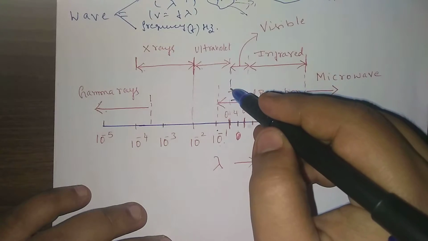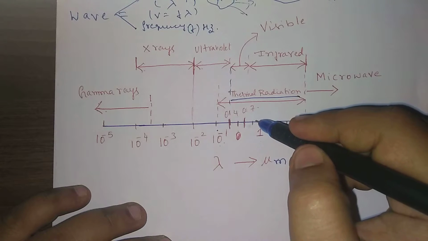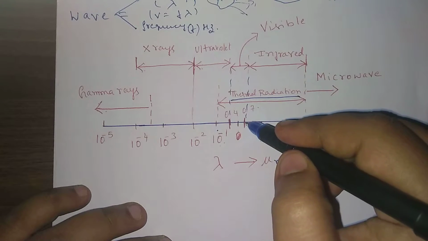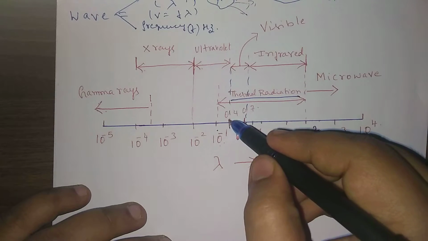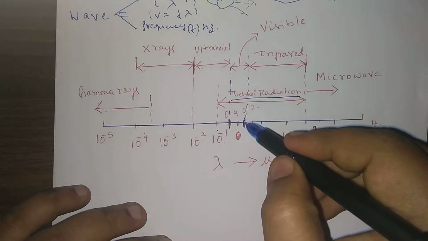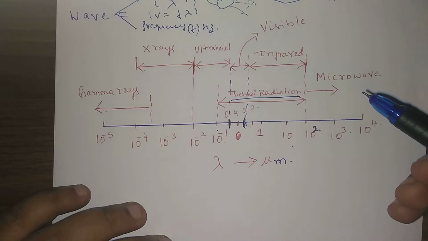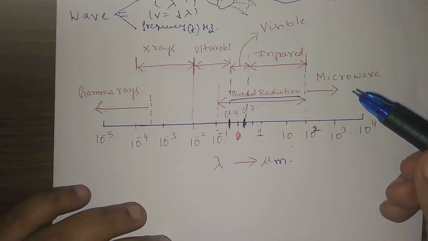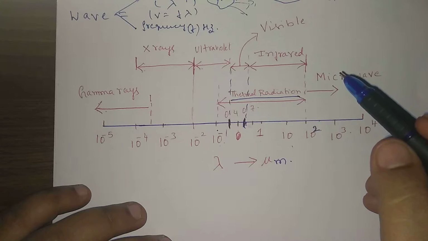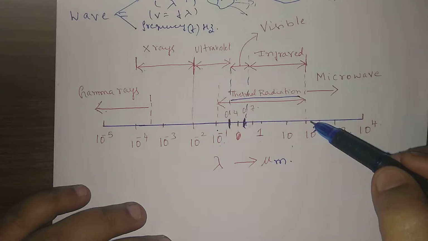The visible spectrum lies between 0.4 to 0.7. Please be aware of it. The visible spectrum lies between 0.4 to 0.7 micrometer. Understood?